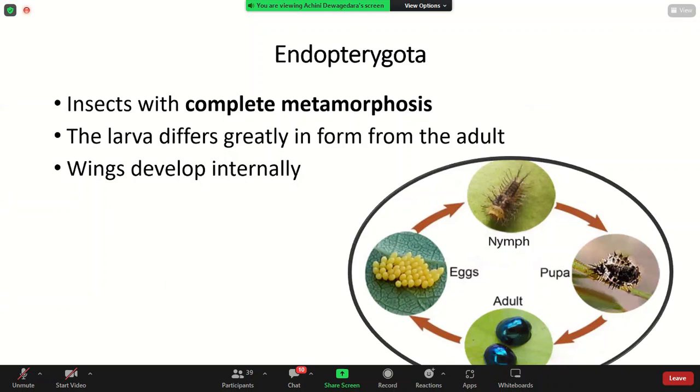So we have discussed that endoterygotes have a complete metamorphosis or complete life cycle with egg, larvae, pupa, adult. And as we discussed, each form is completely different from each other. Right? Eggs are different from larvae, larvae are different from pupa, pupa is different from adult. So they are different life stages. And another important point is that in endoterygota, the wings develop internally.